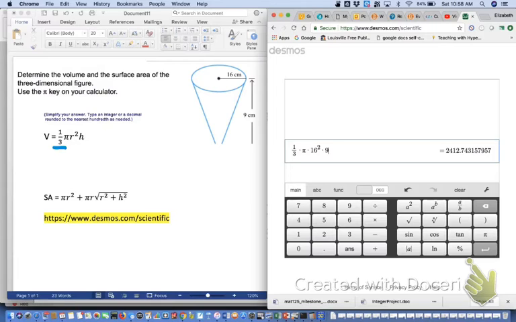Okay, so I've got 1/3, I've got my pi, there's my pi. I've got my 16 squared, or r squared, 16 squared, and finally the height times 9. I also made sure that I put little multiplication dots in between each of those. So it looks like I entered everything into the calculator correctly.